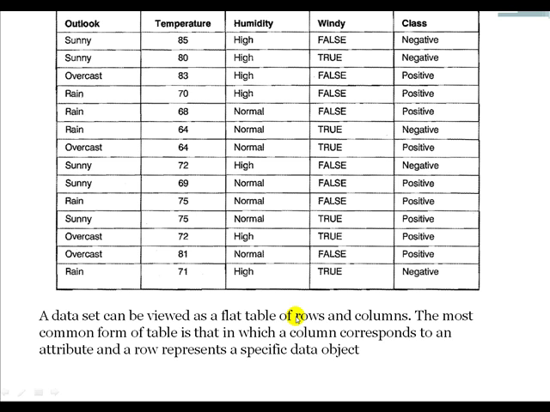The most common form of table is that in which a column corresponds to an attribute and a row represents a specific data object. So the rows are the objects or the cases, and the columns are the variables. And that's almost always how we'll see it.